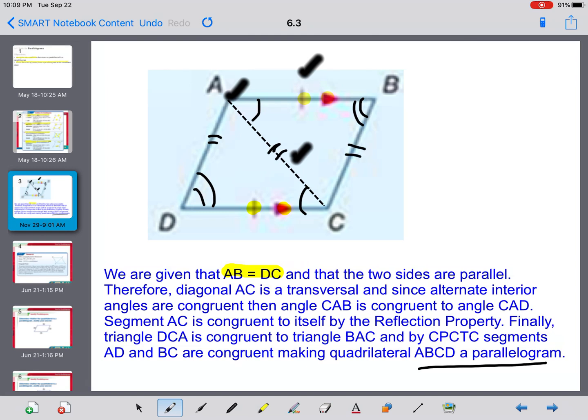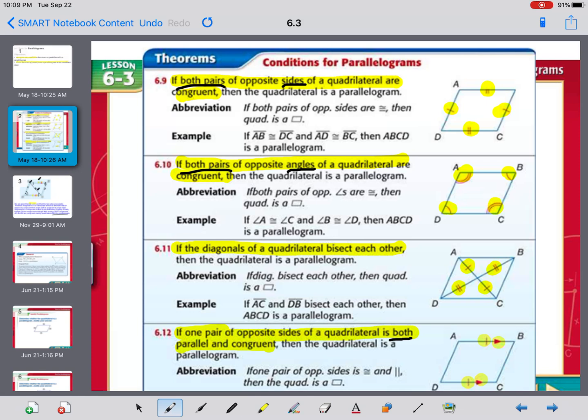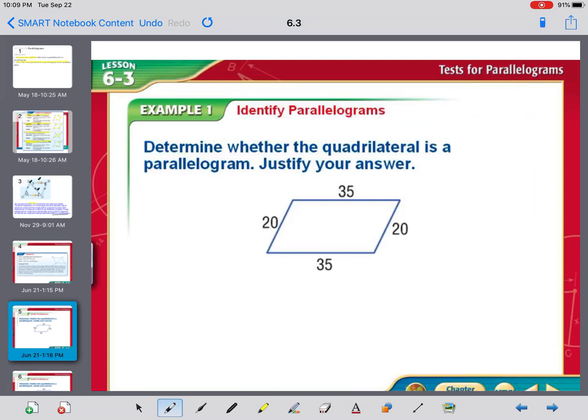Also, I should say that the opposite sides here are congruent. And if both pairs of opposite sides are congruent, or if both pairs of opposite angles are congruent, we saw that here. That proves parallelogram. So let's do some problems.